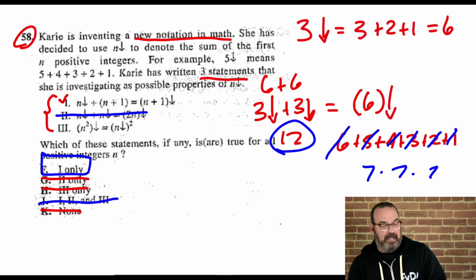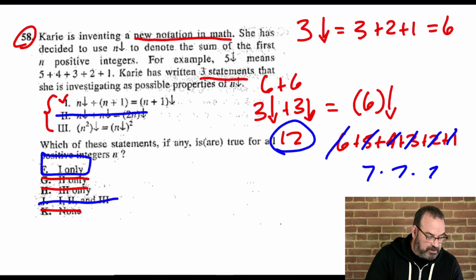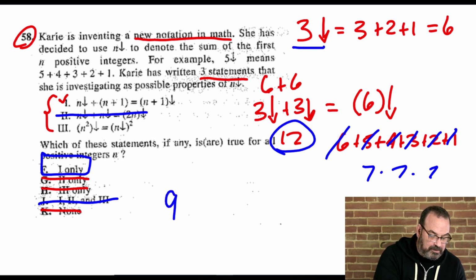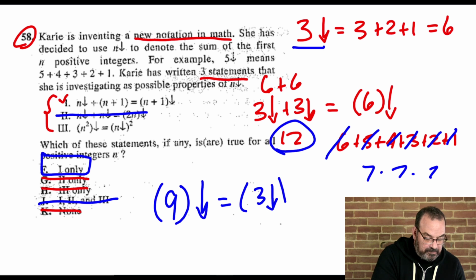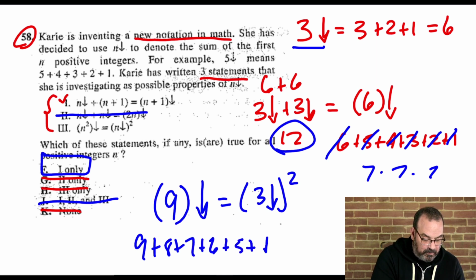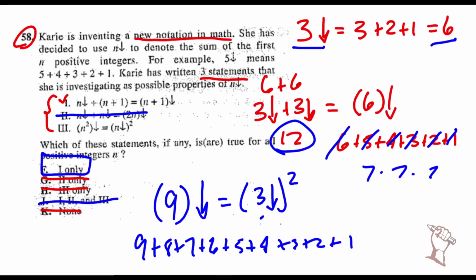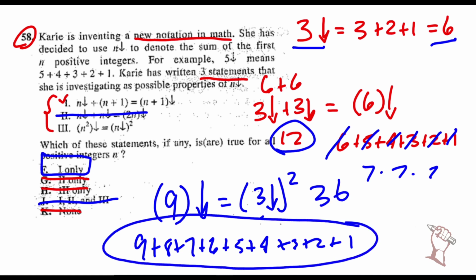Let's do answer choice 3 just for fun because we're on YouTube, and that is n squared down arrow, which we're going to do. Remember, n we're using is 3. So this is going to be 9 down arrow is equal to 3 down arrow squared. And so this is 9 plus 8 plus 7 plus 6 plus 5 plus 4 plus 3 plus 2 plus 1. 3 down arrow was 6, squared is 36. So this whole mess has to equal 36.